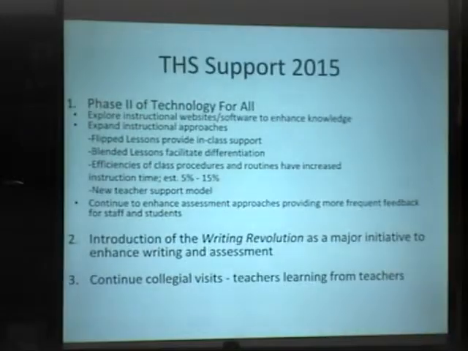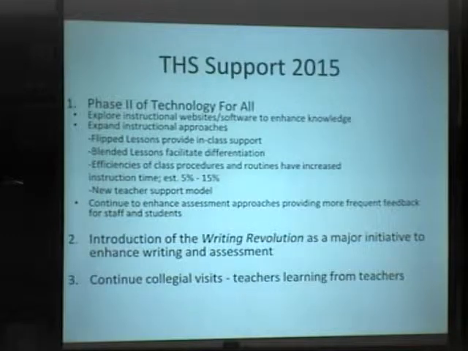Continue to enhance assessment approaches. The new teacher support model, Dr. Mosier and Mr. Moore are working hard on improving the teacher skills as far as technology. And with technology comes improved assessment approaches and more frequent feedback from the staff and the students. The Writing Revolution we've already commented about. Mr. Albano will have more to say about that.